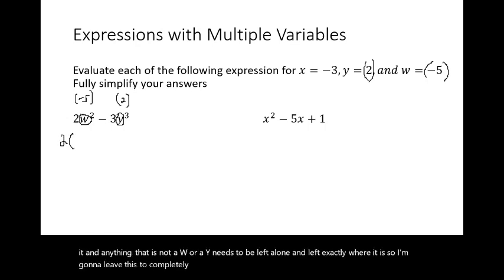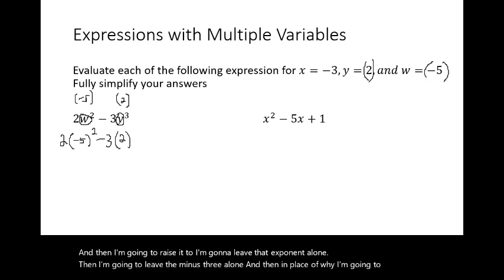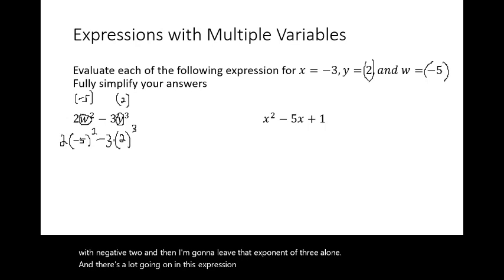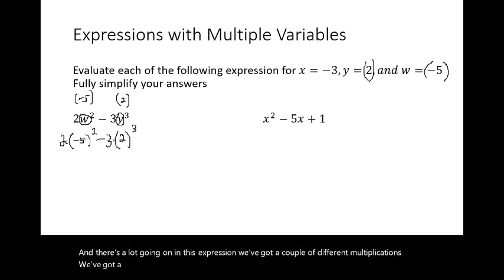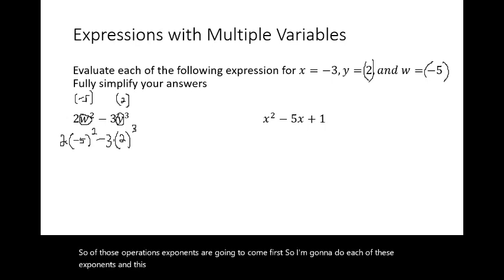I'm going to replace w with -5. And then I'm going to leave that exponent alone. Then I'm going to leave the -3 alone. And then in place of y, I'm going to replace it with +2. And then I'm going to leave that exponent of 3 alone. And there's a lot going on in this expression. We've got a couple of different multiplications, we've got a subtraction, and we've got a couple of exponents. So of those operations, exponents are going to come first. So I'm going to do each of these exponents, and this is where the parentheses were absolutely essential.